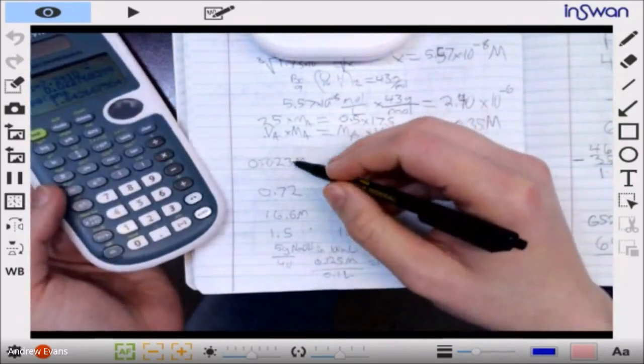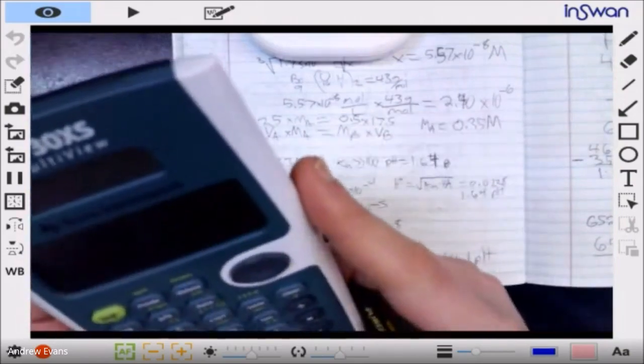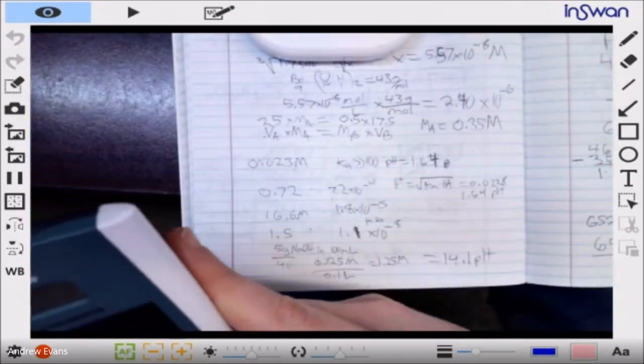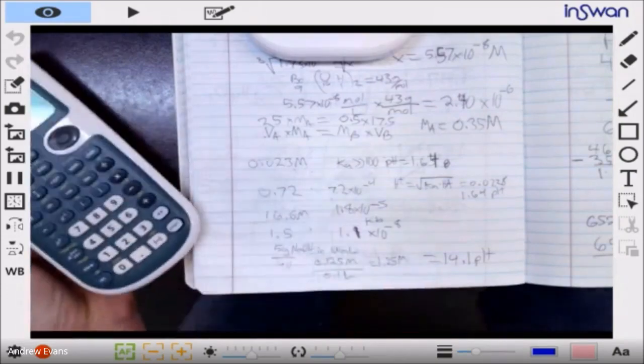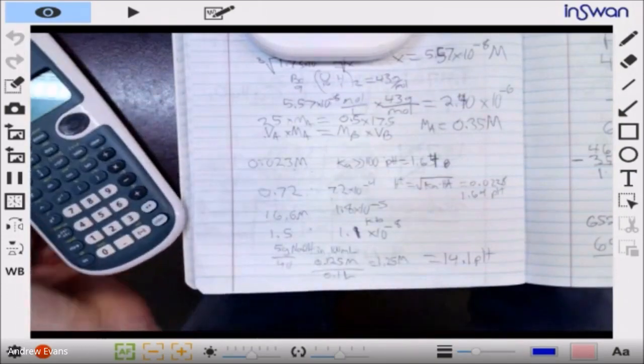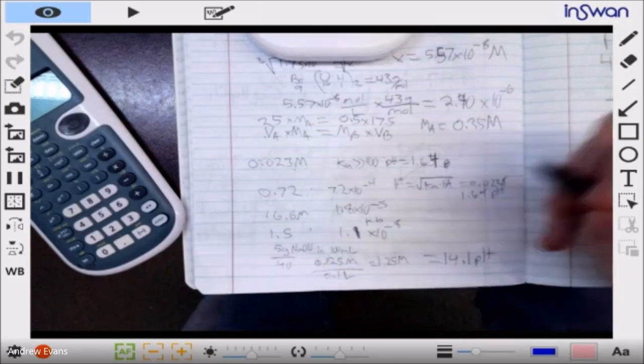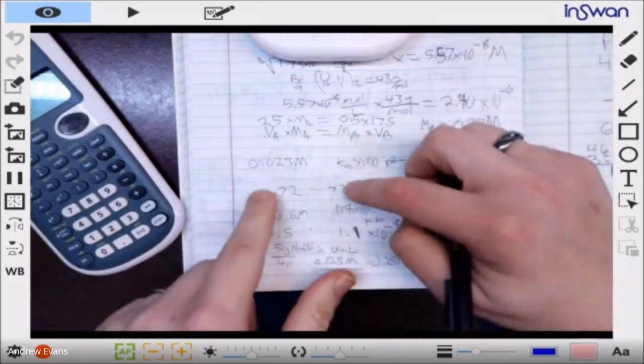However, you notice the second problem is 31 times more concentrated than the first one. That's the power of the strong acid versus weak acid. The same pH, yet this is 31 times as concentrated.